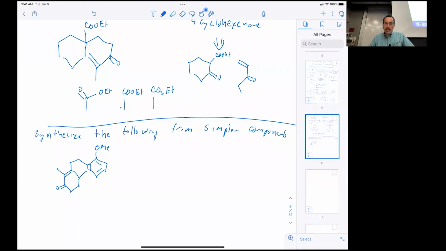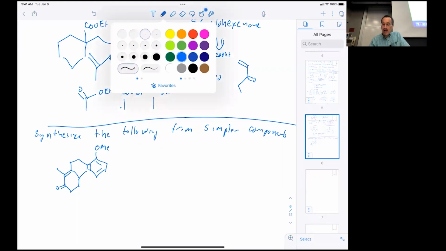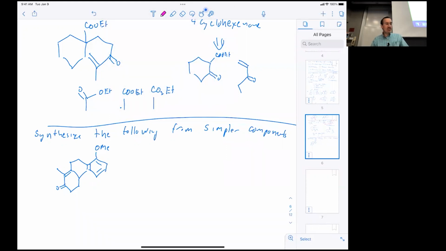And obviously, at this point, you're all primed for Robinson annulation. In other words, we've just been talking about this. I've just said, oh, look for these features. And you'd say, we have in the A ring of this molecule a cyclohexenone. I can see the double bond. I can see the carbonyl.